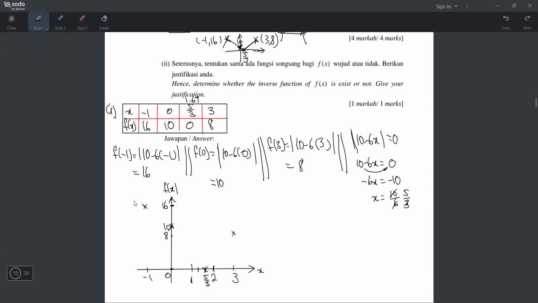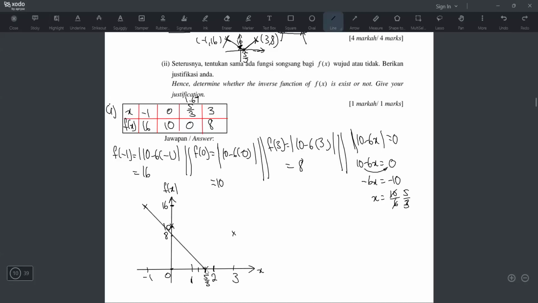Okay, so now it's time to join using pembaris. Okay, because this is a straight line. So you can join using pembaris. Okay, you can see that we have a problem here, right? The line actually cannot pass through this point, right? So we have to do something about this.